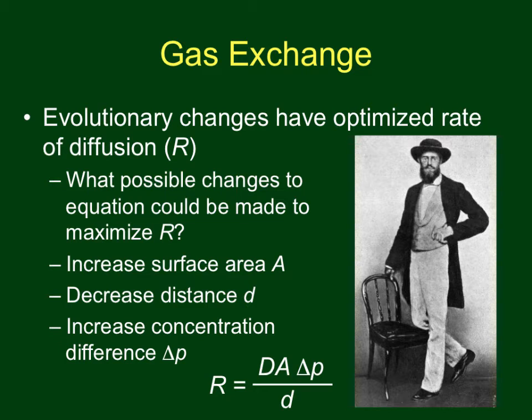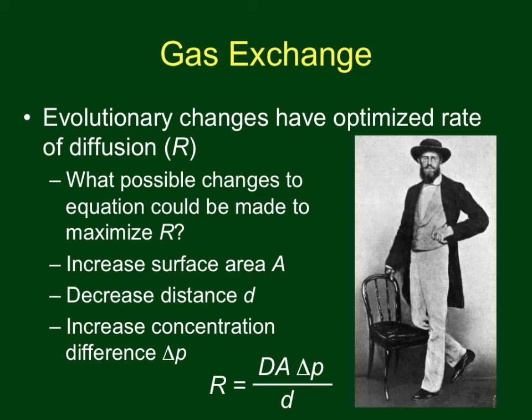So that one's going to be the same for oxygen. No matter what kind of animal, no matter what you're trying to do, the diffusion constant will be the same. But surface area can change evolutionarily. Partial pressure differences across the membrane could change. Distance could change as well. So all of those things will affect rate of diffusion.